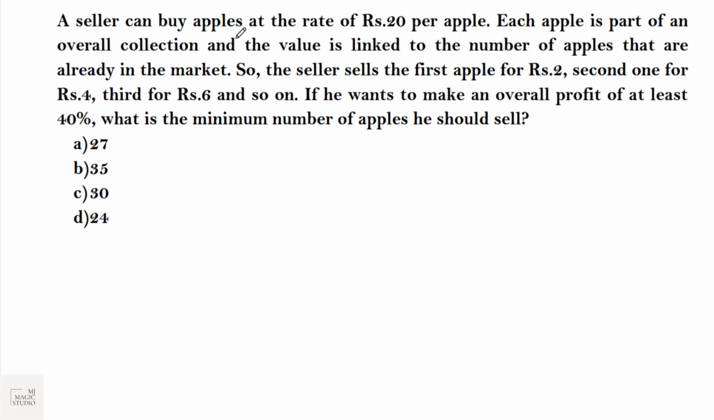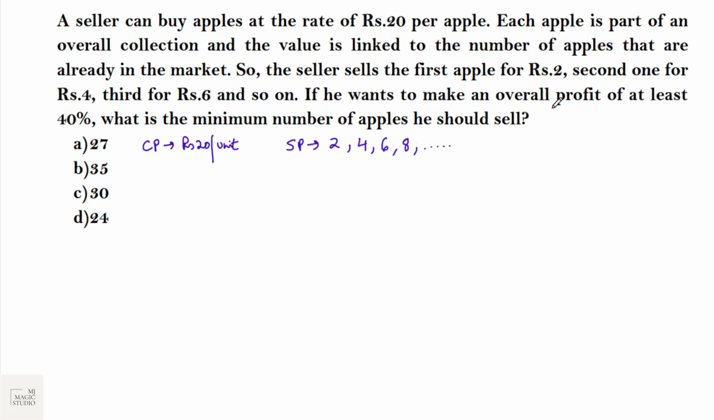A seller can buy apples at the rate of rupees 20 per apple. So cost price is rupees 20 per piece. Each apple is part of an overall collection and the value is linked to the number of apples that are already in the market. So the seller sells the first apple for rupees 2. Selling prices are varying. Selling price is 2 rupees for the first one, second one for rupees 4, third one for rupees 6, then 8 and so on.